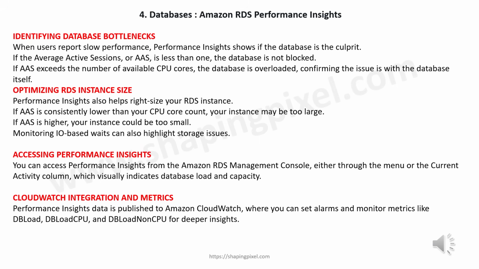Performance Insights data is published to Amazon CloudWatch, where you can set alarms and monitor metrics like DB load CPU and DB load non-CPU for deeper insights. For advanced users, Performance Insights data is available via a public API and the AWS command line interface, enabling custom dashboards and automated monitoring solutions.